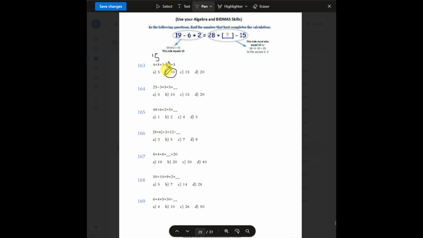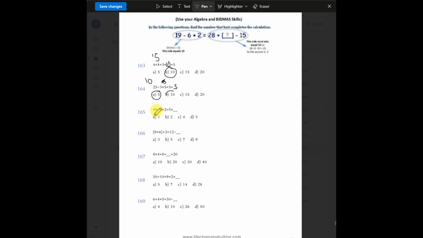You have to remember BIDMAS, alright? So 164, you have to do 3 times 5 first, which is 15. And then you do 25 minus 15, which gives you 10. So the left side is equal to 10. So that means you have to do 5 plus 5 to make 10. So the answer, the missing one, is 5, okay?